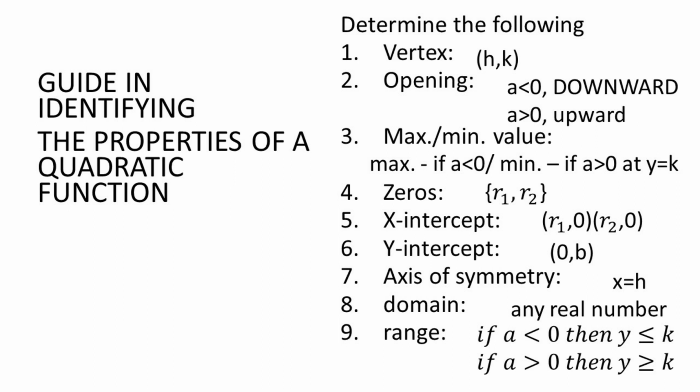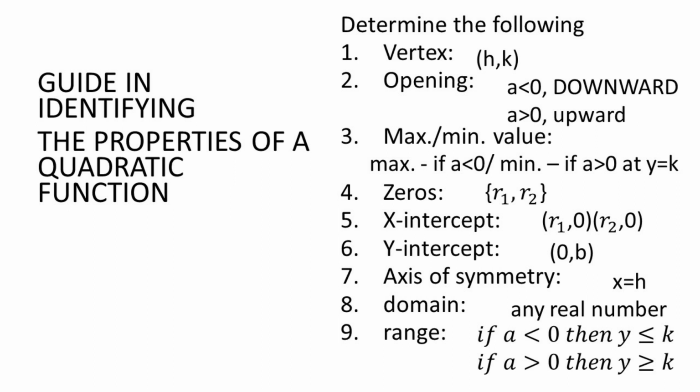Now let's have the axis of symmetry. The axis of symmetry is just making a vertical equation out of the value of h in the x coordinate of our vertex. Therefore, the formula will just be x is equal to h. For the domain of a given quadratic function, it is always any real number.